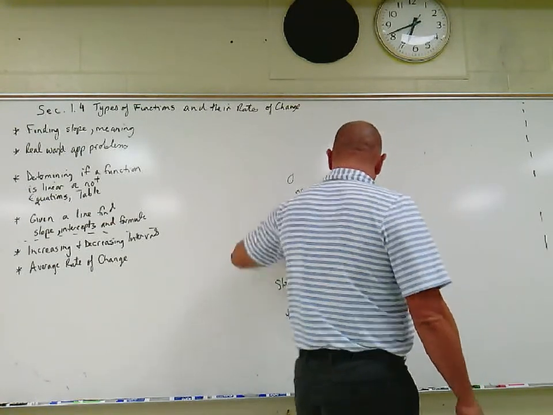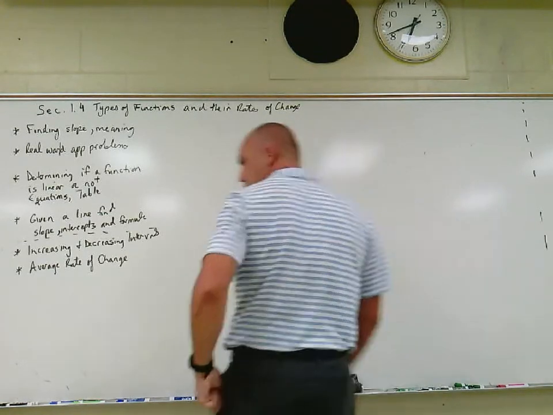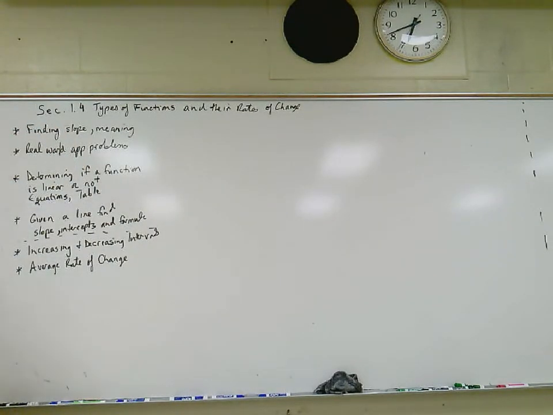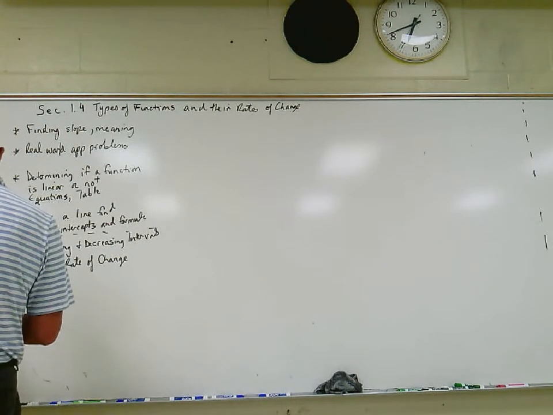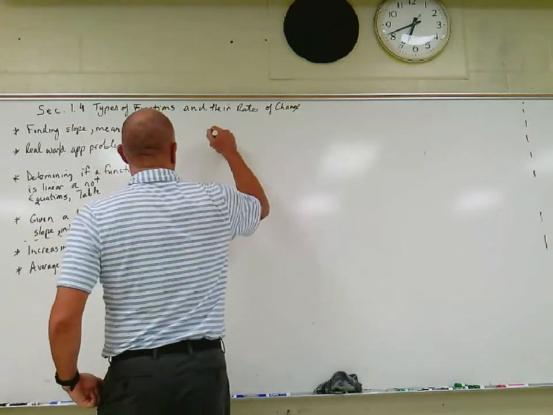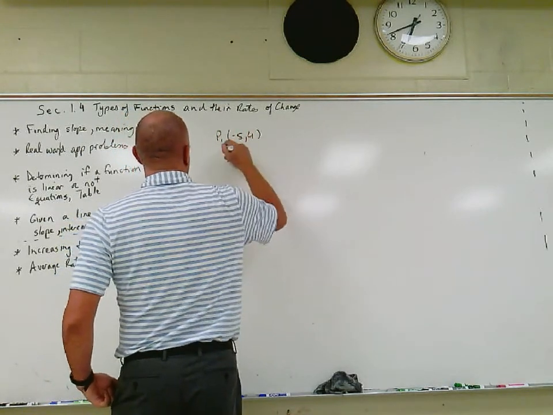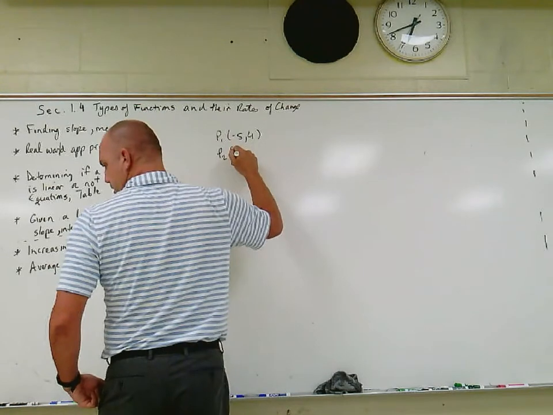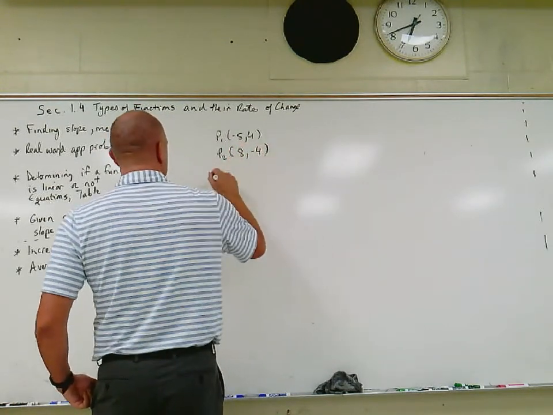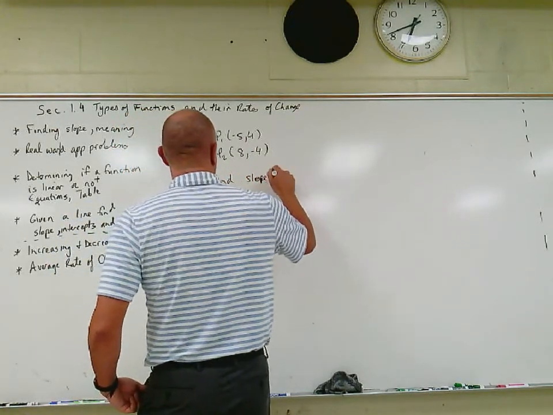So, how do you find slope? I give you 2 points. Let's just say our point 1 is (-5, 4), and our point 2 is (8, -4). So we have 2 points. We want to find slope. So what is the formula for slope?